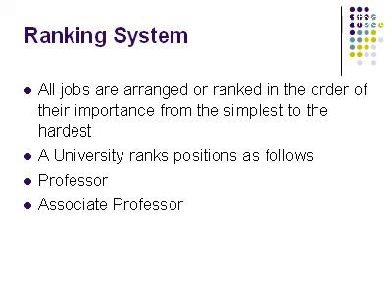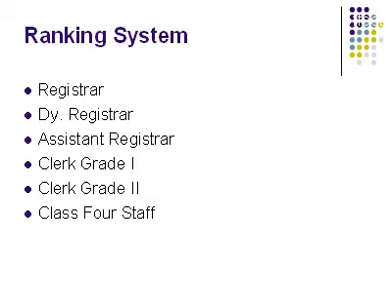The ranking system. All jobs are arranged or ranked in the order of their importance, from the simplest to the hardest. A university ranks positions as follows: professor, assistant professor, registrar, deputy registrar, assistant registrar, clerk grade 1, clerk grade 2, class 4 staff.